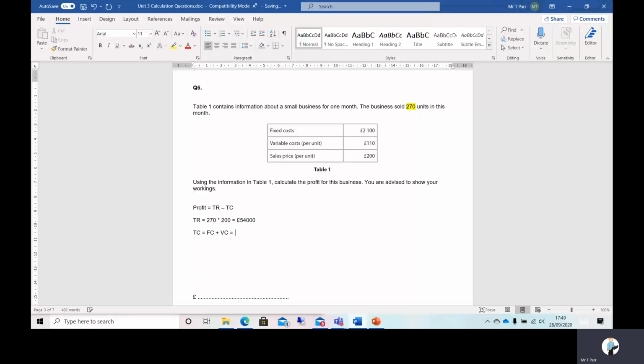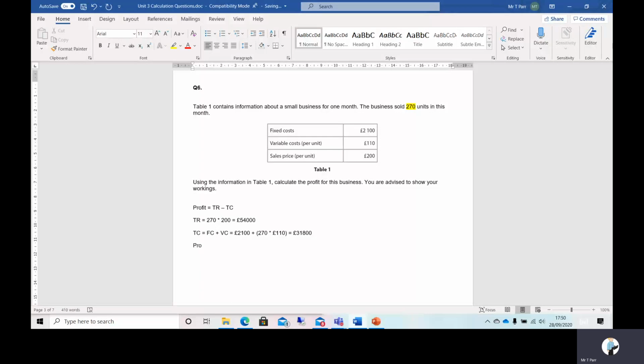So that's going to be what you can see. Our fixed costs there are 2,100. Now, our variable costs, it is the number of units sold, which you can see is 270, multiplied by the variable cost per unit, which is £110. So altogether, that comes to 31,800. So you've got our total revenue 54,000, total cost 31,800. So now we work out our profit.